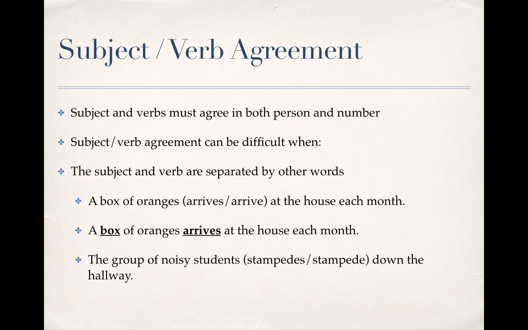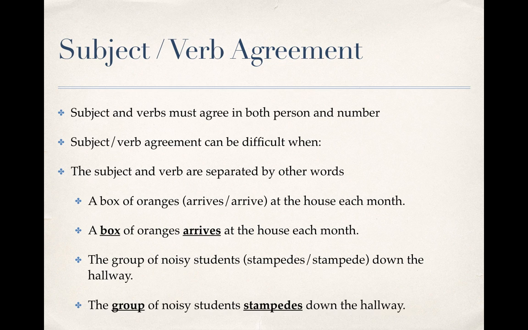So, another similar example: the group of noisy students stampede down the hallway. Now that you are enabled with a little more knowledge, go ahead and in your mind, just choose the one that you think is correct. And the answer is group. The group stampedes down the hallway. So that's the subject of the sentence. Group is singular. It's a collective noun, so it represents one group. One group stampedes down the hallway. We'll talk a little bit more about collective nouns later, but hopefully that makes sense so far.